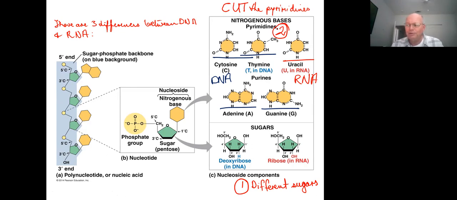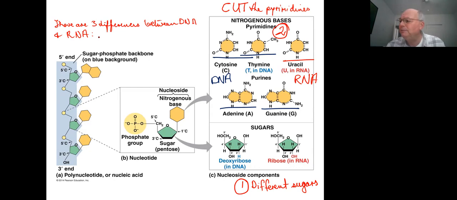Though, again, those of you who are going on to later upper division biology classes, particularly biochemistry classes, you will need to know the difference. And you may even need to know the difference in an A&P class. I don't know for sure because I don't teach A&P, but it's possible that you'll need to know it for A&P at some point along the way. So there's two of the differences, different sugars, different nitrogenous bases.